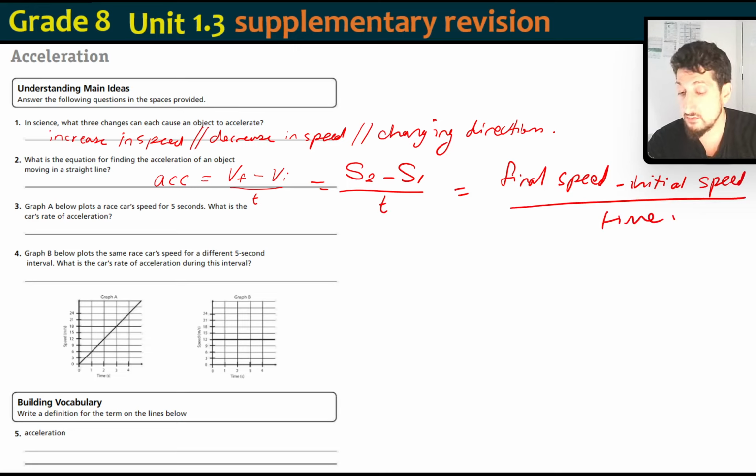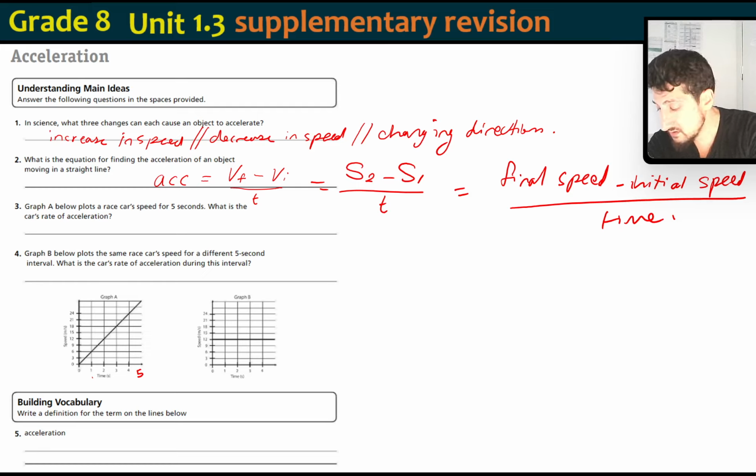Velocity, of course, is speed with direction, just to remind you. Graph A below plots a race car's speed for 5 seconds. What is the car's rate of acceleration? The car's rate of acceleration is going to be change in speed over time. So we know the time is 5 seconds. It goes from 0 to 5 seconds, so this last point here is 5.